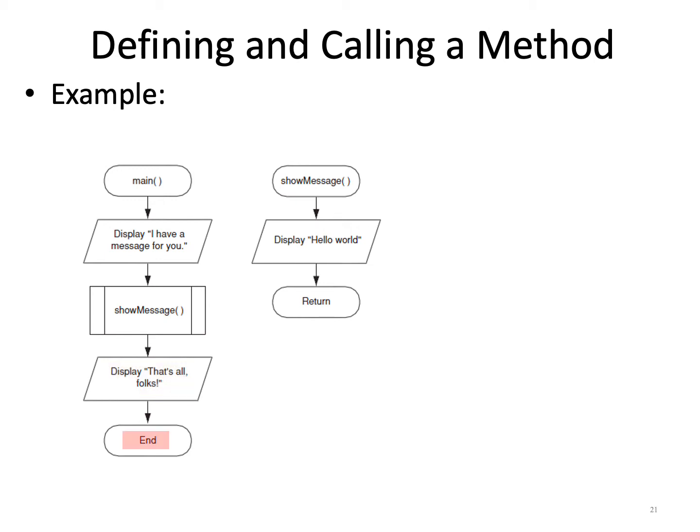The program then ends. So based on the step-by-step flow, you can see what happened when we have the method call. It will go straight to the method and returns back to the main method or the caller once the statements within the other methods has finished.